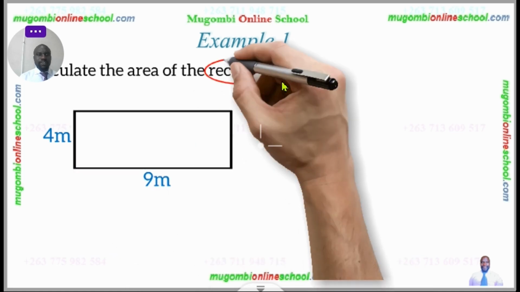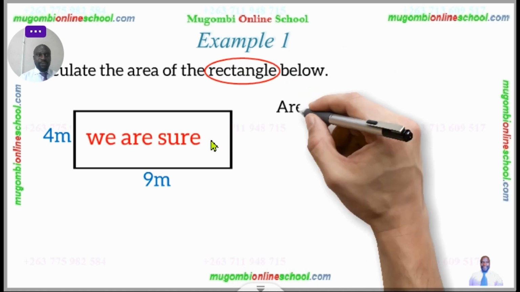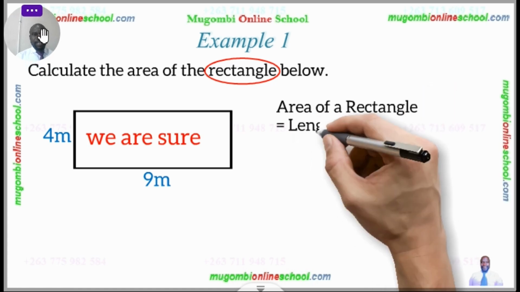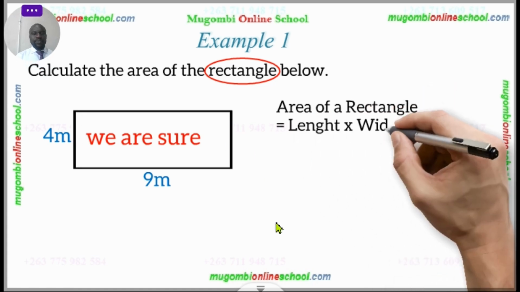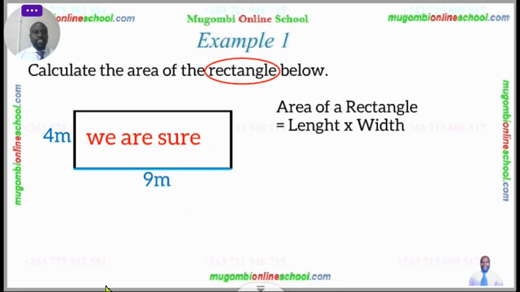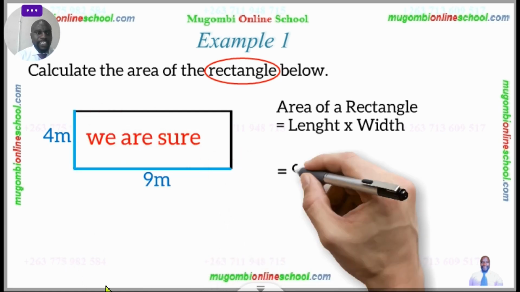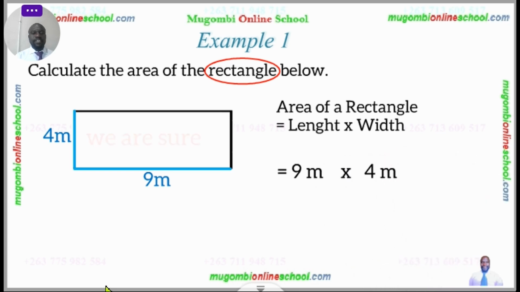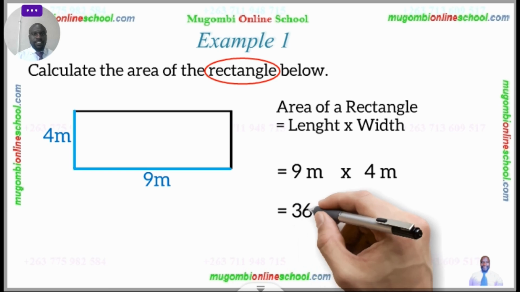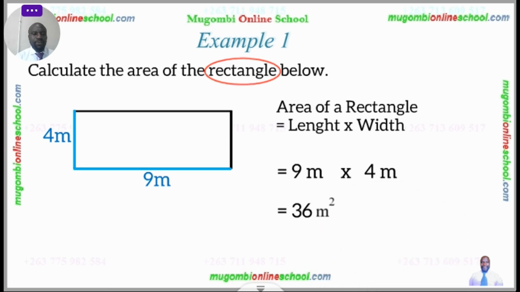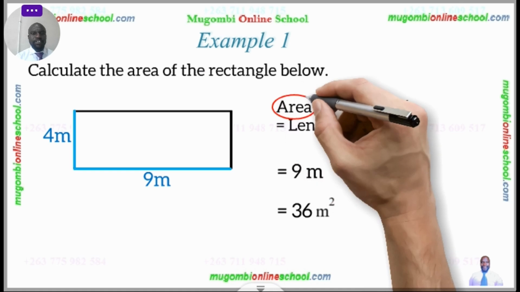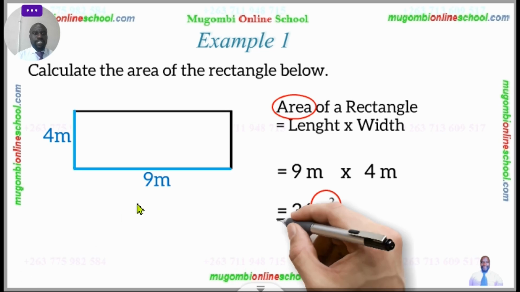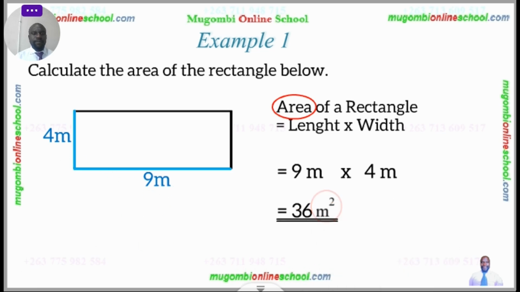Calculate the area of a rectangle. We are sure that this is a rectangle because it has been said so. So let us go ahead and calculate length times width, which goes 9 times 4, which gives us, this is the base and this is the height. So 9 times 4, that's 36 squared meters. So that's how we calculate. Take note, please, area is always given in squared units. So meters, we square the meters to get the area.